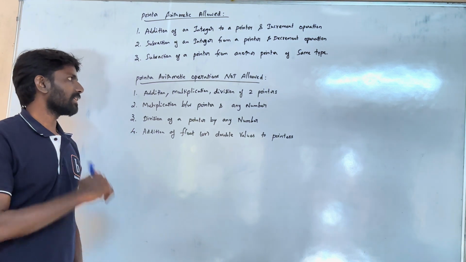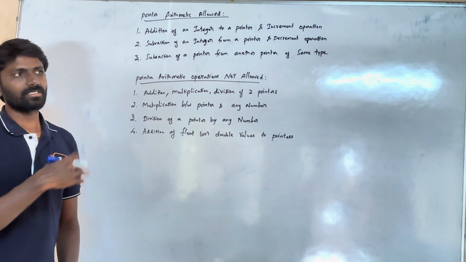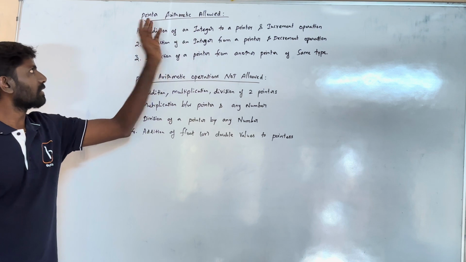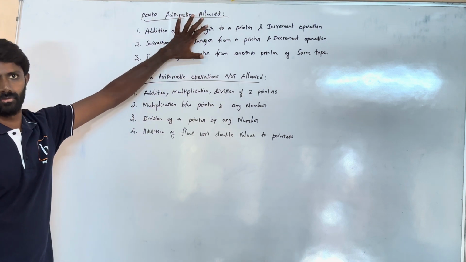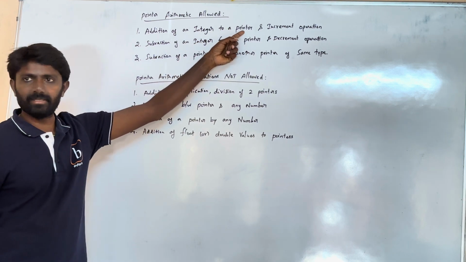So we have seen the pointer arithmetic. Now we'll see what all is possible in pointer arithmetic itself. So these are all the operations, I mean, what all is allowed in pointer arithmetic. Addition of an integer to a pointer.